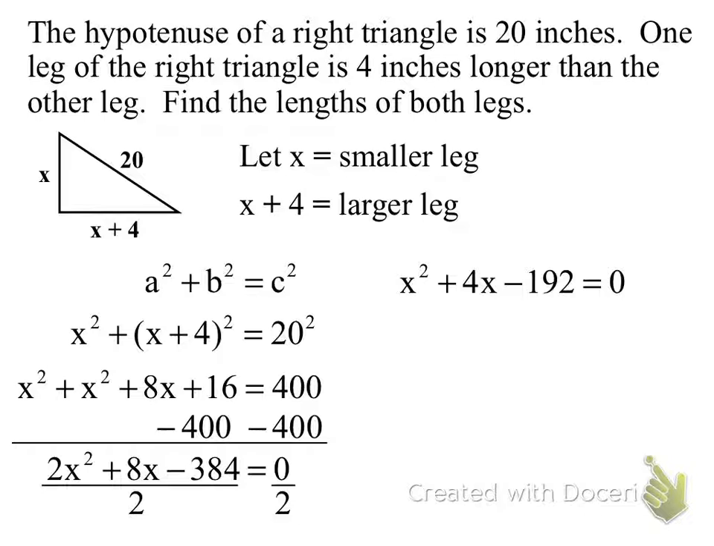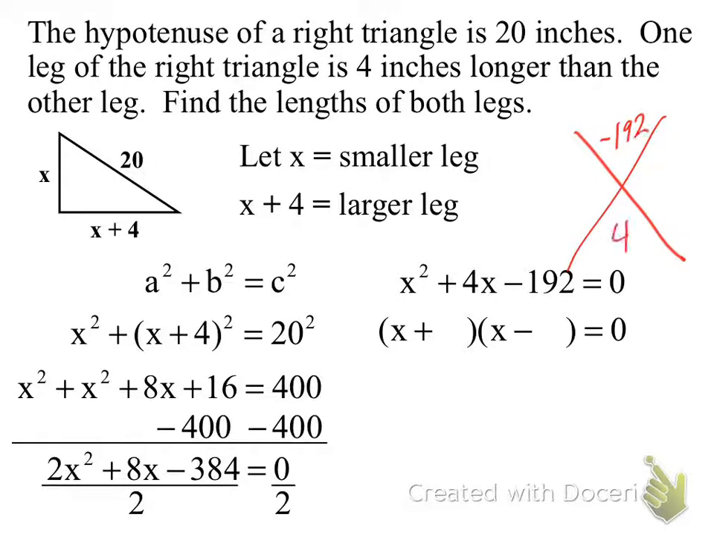X squared plus 4x minus 192. We're going to factor it. So what multiplies to negative 192 and what adds to 4? This looks factorable to me. And it's very close to a perfect square. Negative 192, and it's 4 digits apart. So when it's close to a perfect square, 196, what's the root of 196? 14 times 14. This is 4 digits apart.